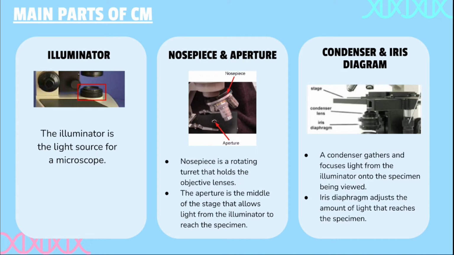Next, the nose piece that houses the objectives. The objectives are exposed and are mounted on a rotating turret so that different objectives can be selected. The aperture is a hole in the middle of the stage that allows light from the illuminator to reach the specimen. Lastly, the condenser is used to collect and focus the light from the illuminator on the specimen. It is located under the stage, often in conjunction with an iris.